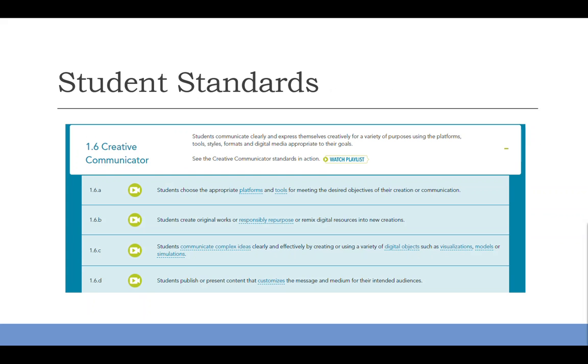When we look at the ISTE Standards, this is the ISTE Student Standards, we talk about being a creative communicator. And that is about clearly expressing themselves creatively using a variety of platforms, tools, styles, formats, and digital media appropriate to their goals. So actually choosing the platforms, the text, the images, the video, the sounds, all that goes into becoming a creative communicator. And so it's important that we all work on developing these skills.